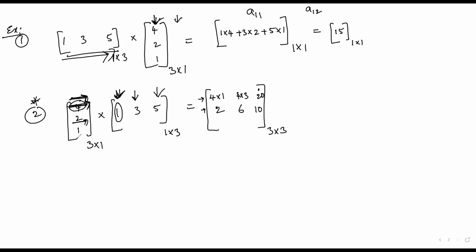Understand? Here, third row. You should come to third row. 1 into 1, 1 into 3. Next one, entire row with entire column. That is 5. That's it, over. See, like this. So 4, 12, 20, 2, 6, 10, 1, 3, 5.